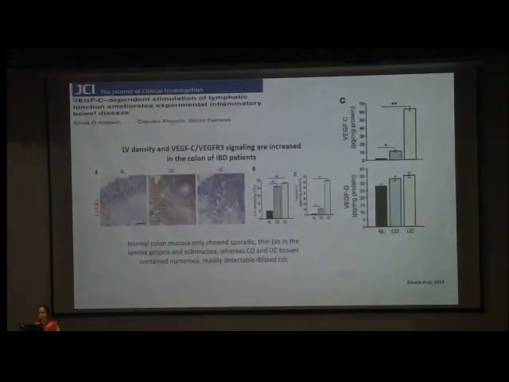Then in several studies of inflammatory bowel disease, it has been shown that in this disease there's an increase in the number of lymphatic vessels in the colon. This increase in numbers is also associated with an increase in the diameter. So they are dilated lymphatic vessels. There's an increase in VEGF-C. So there is a compensatory lymphangiogenesis.